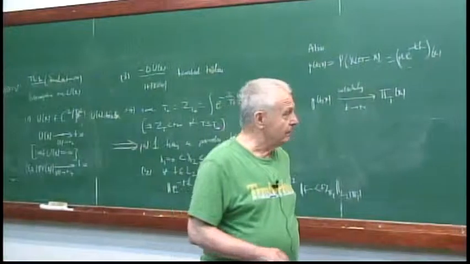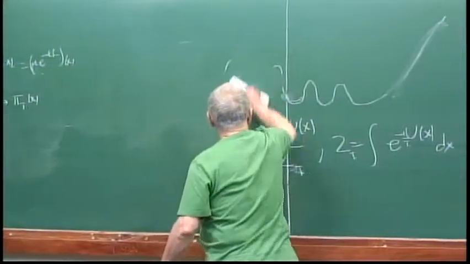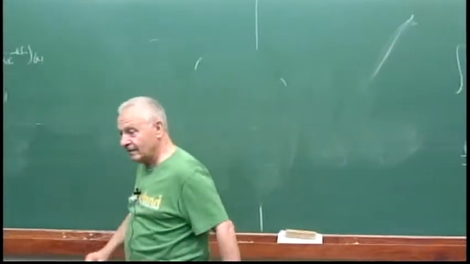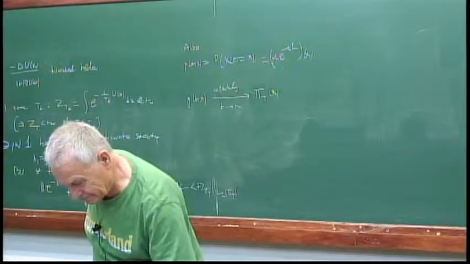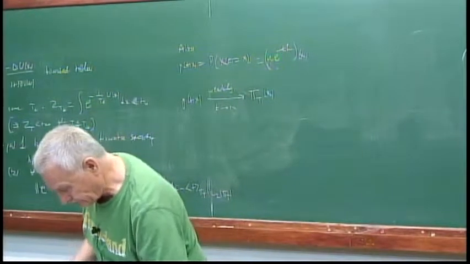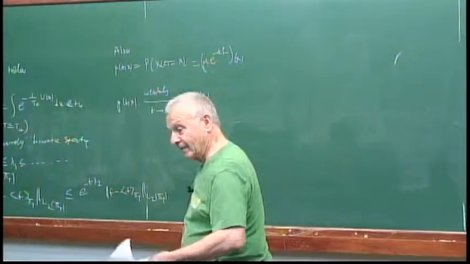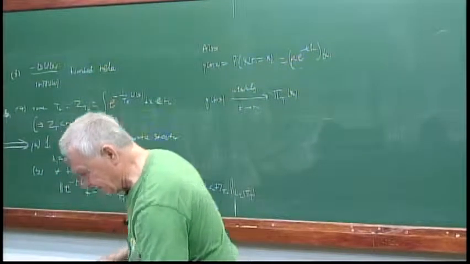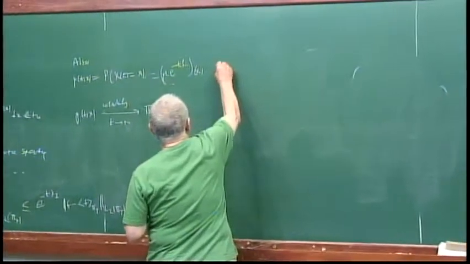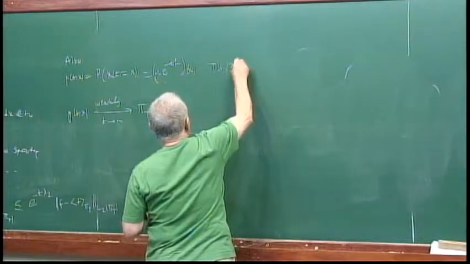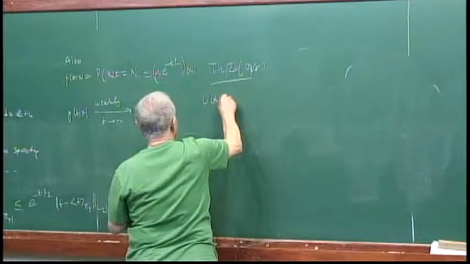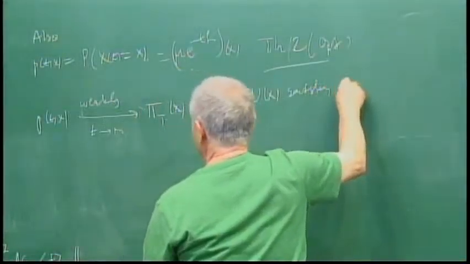So then maybe I should state the second theorem. The second theorem is this. Theorem 2, optimization, is the following. So U of x satisfies 1 through 4.